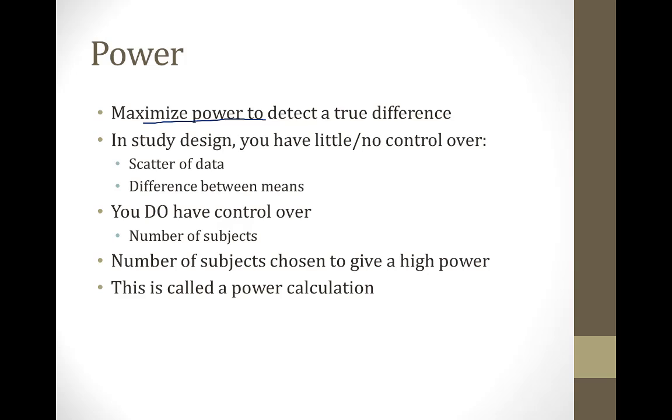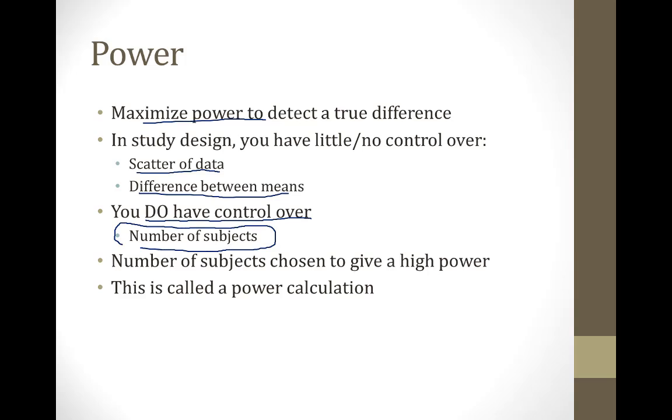We want maximum power. Now, in a study design, you usually don't have a lot of control over the scatter of the data or the difference between two means. Think about our experiment on MI-Zyme. The MI-Zyme levels are going to be what they are in normal subjects, and in heart attack patients, you don't really have control over where the means lie and how much the data is scattered. You do, however, have control over the number of subjects. You can decide ahead of time how many people you are going to sample.